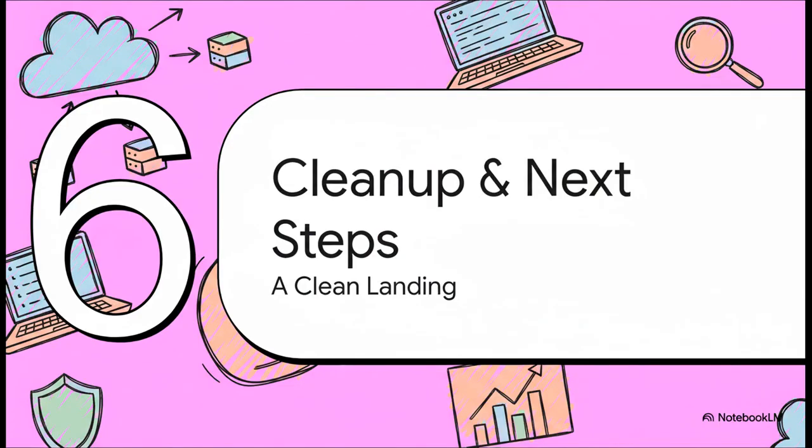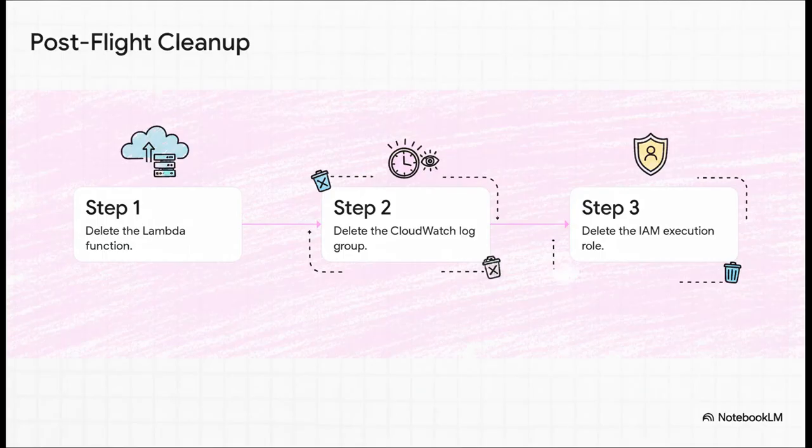We did it! We had a successful flight. Now, just like any good pilot, it's time to do our post-flight checks and clean everything up, making sure we don't leave any resources running that we don't need anymore. Cleanup is just a quick 3-step process. First, delete the Lambda function itself. Second, delete the CloudWatch log group that it created. And third, delete that IAM execution role that was made for us. Doing this keeps your AWS account nice and tidy and helps make sure you don't get any surprise bills.